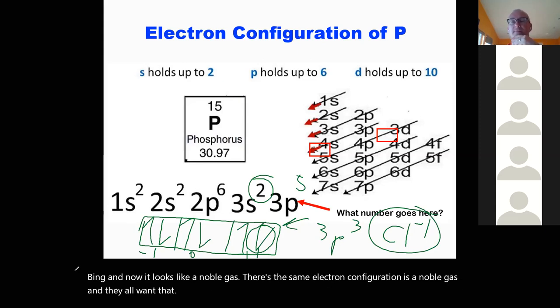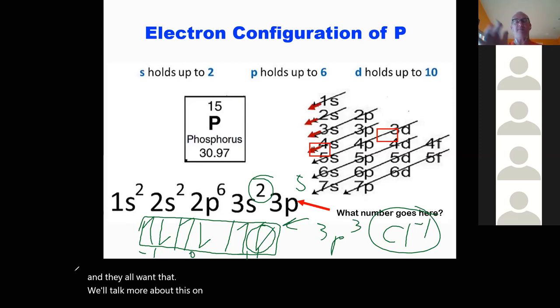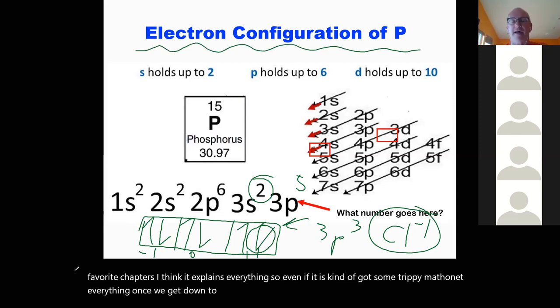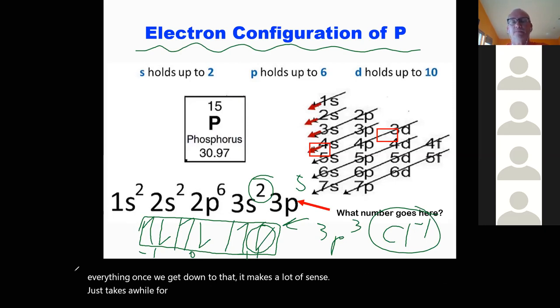Yeah, we'll talk more about this on Monday. But it's one of my favorite things. It's one of my favorite chapters because I think it explains everything so well, even if it has some trippy math in it. Once we get down to this, then it makes a lot of sense. It just takes a while for us to get there.